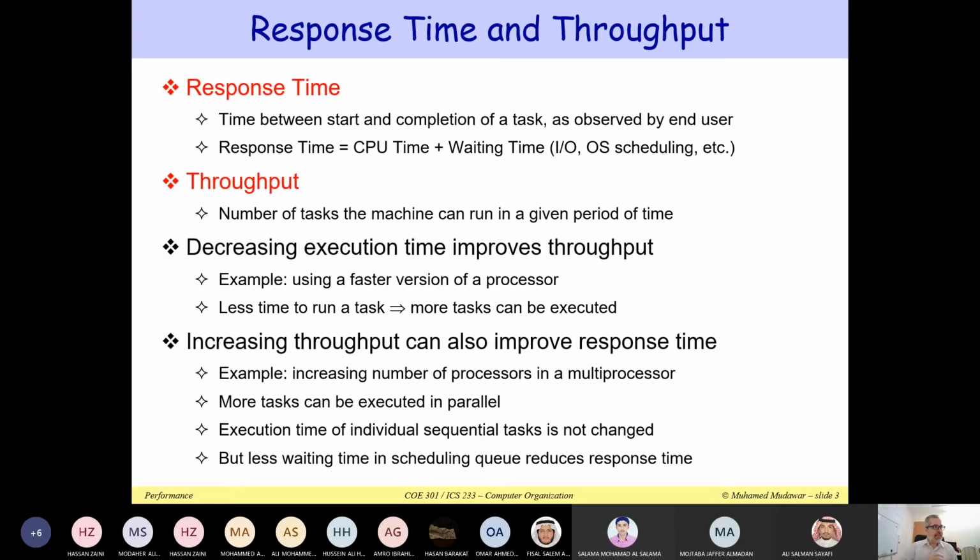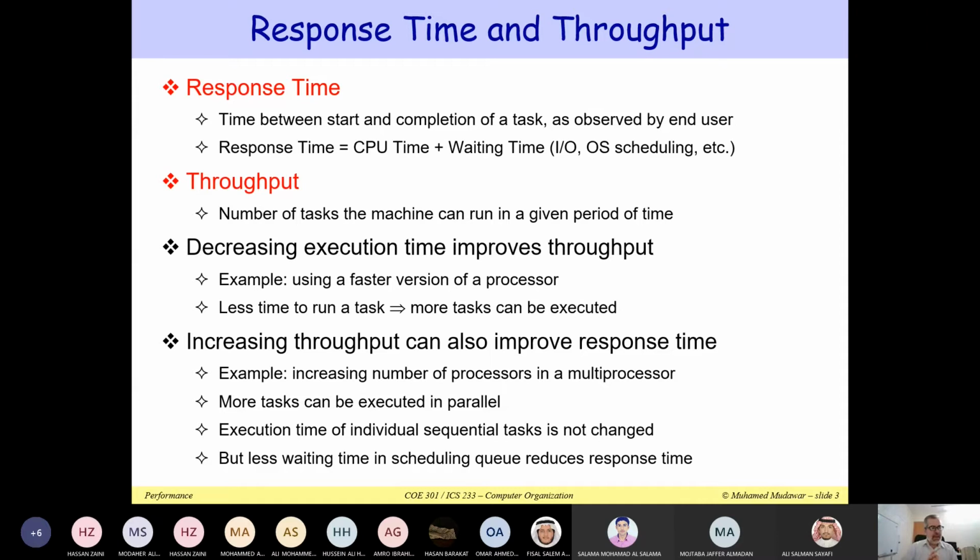Okay, is this clear? Yes. So you can see that response time and throughput are related. Remember that response time is just time, and you can measure it in seconds, in minutes, in hours. And throughput means how many tasks you can execute in a given period of time. For example, if you are using a server, you would like to execute more tasks in a given period of time.